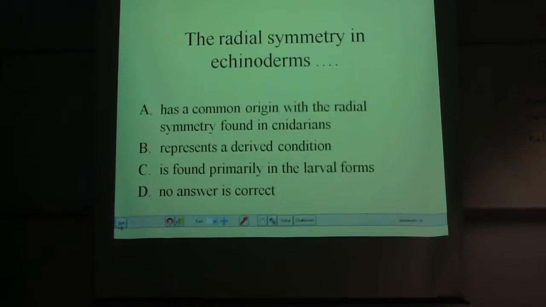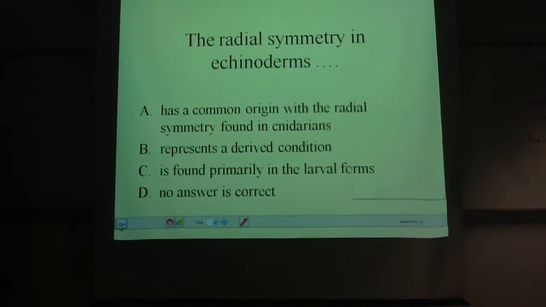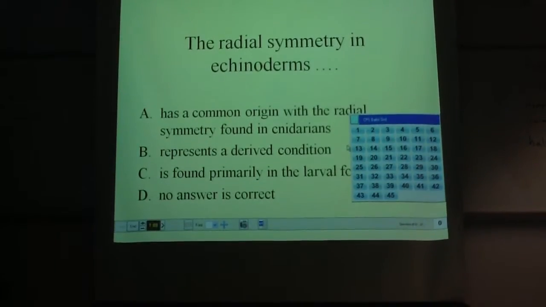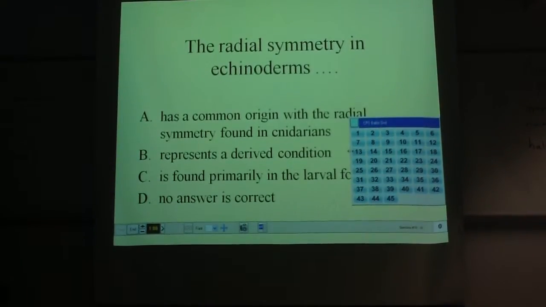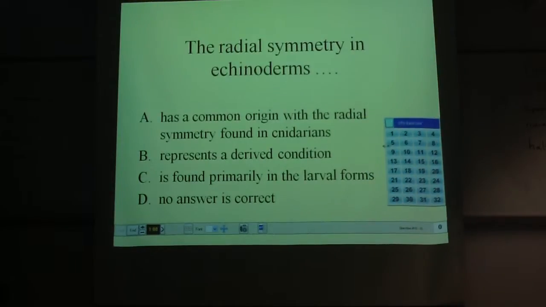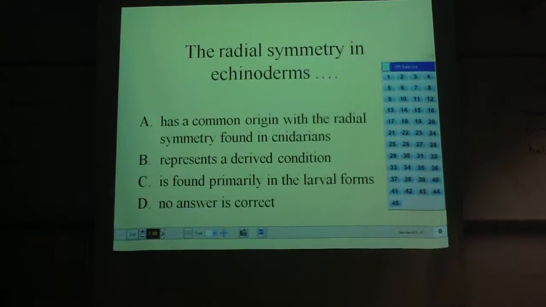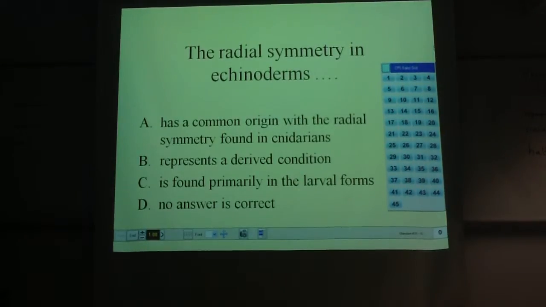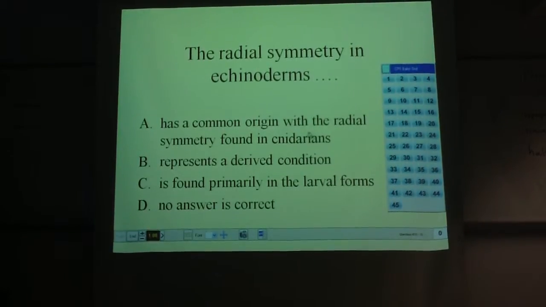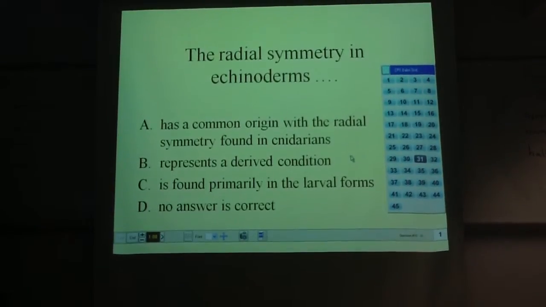How about this one? The radial symmetry in echinoderms has a common origin with the radial symmetry found in cnidarians. Do you know who cnidarians are? That's one of the nine phyla you're supposed to know. Sea anemones, jellyfish, hydra, Obelia, right? Those are all radially symmetrical.